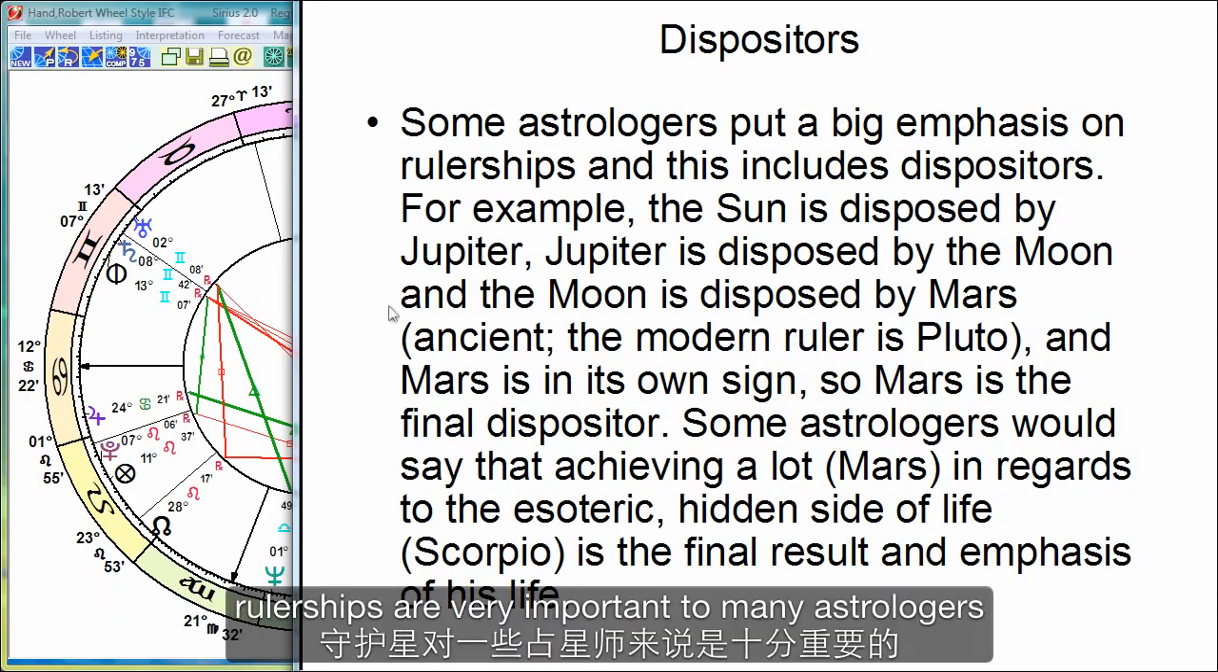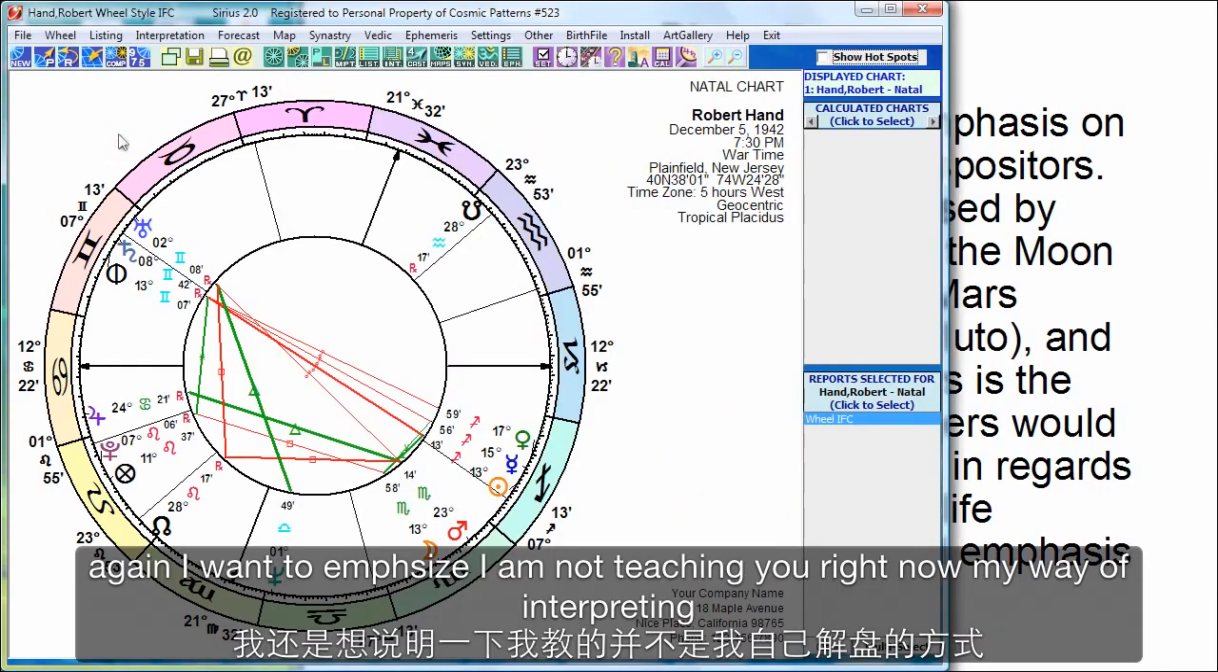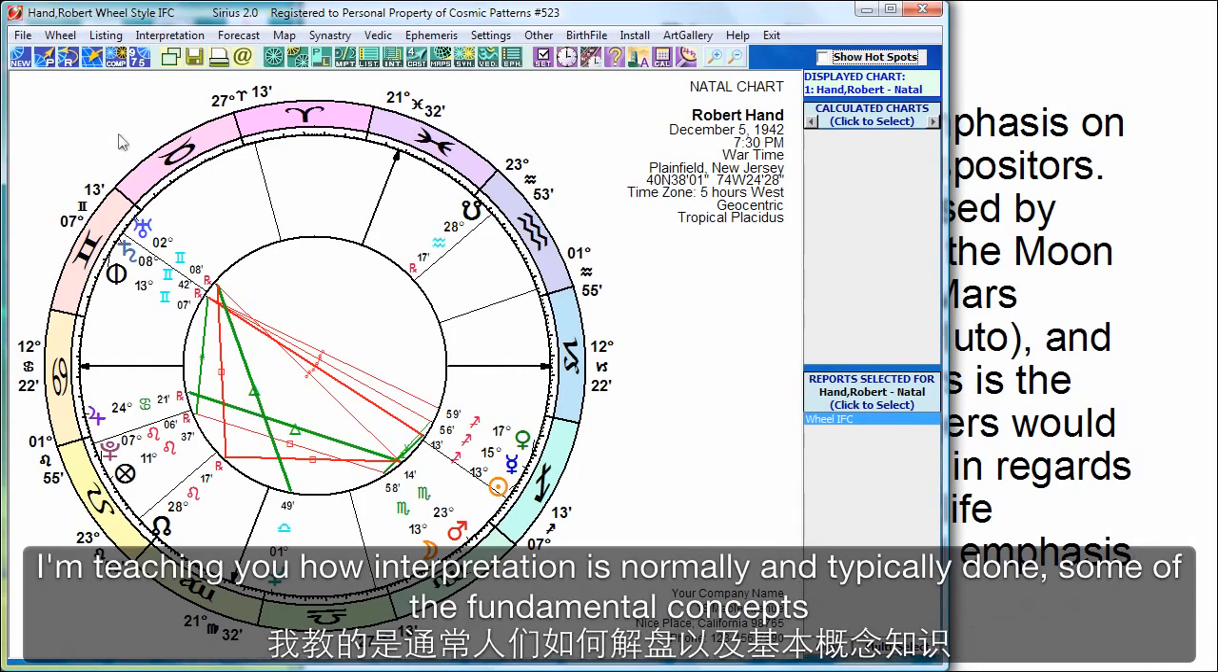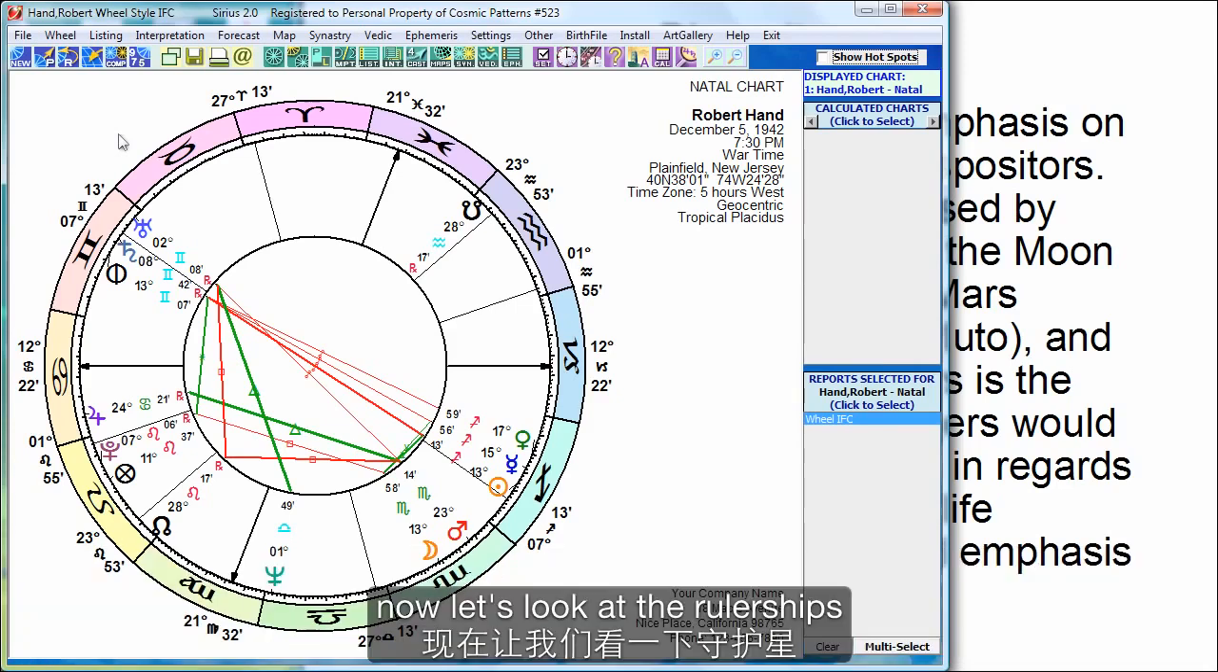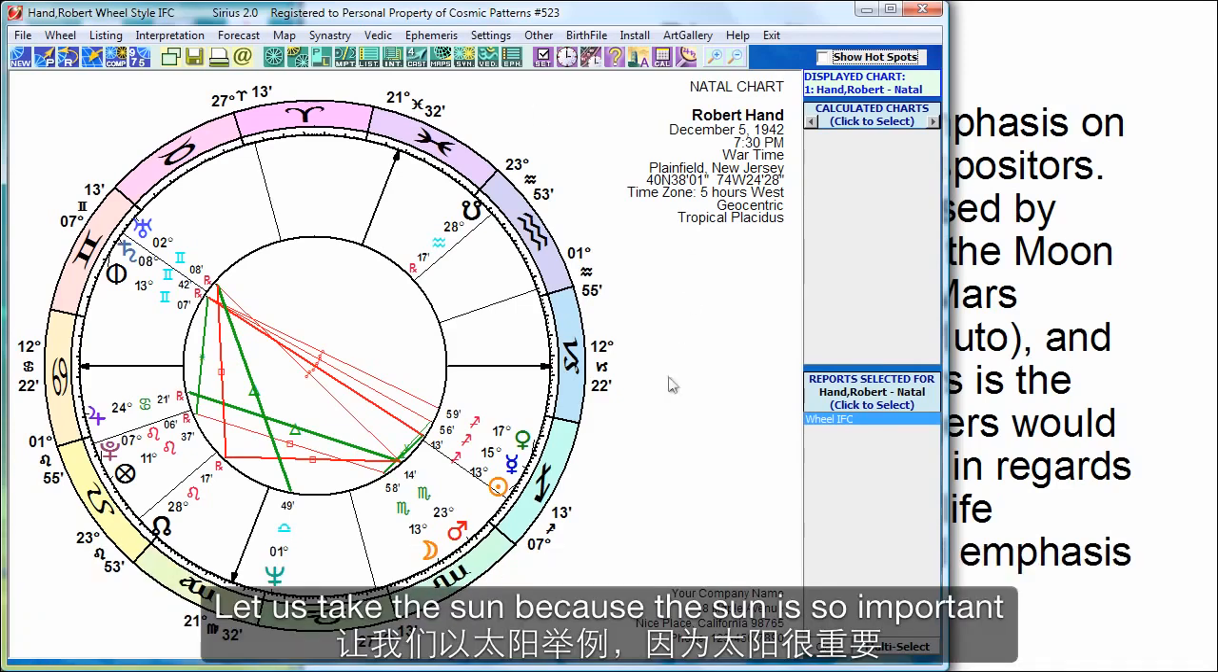Rulerships are very important to many astrologers. Again, I want to emphasize, I'm not teaching you right now my way of interpreting. I'm teaching you how interpretation is normally and typically done, some of the fundamental concepts. Now let's look at rulerships. Let's take the Sun, because the Sun's so important.